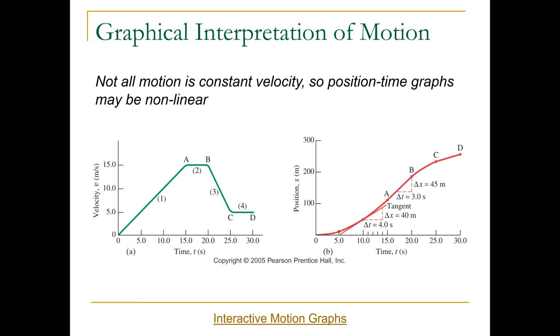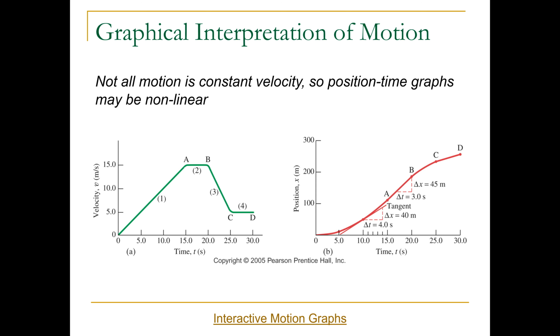In segment 3, the graph goes down. If you look at values, the velocity goes from 15 meters per second down to 5. That means it slows down. So here this negative slope tells you it's slowing down, right? It's not actually turning around. It's still moving in the positive direction. And then we have another constant velocity portion in segment 4.